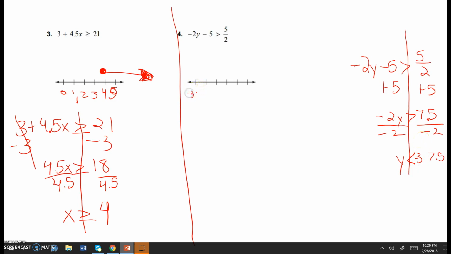So negative 38, negative 37, negative 36, negative 35, negative 34, 33. Negative 37.5 is right between, oh shoot, and it's an open circle, so ignore this. It's open. Not closed. Okay, I'm going to redo this. Open circle, and y is less than negative 37.5, so it's anything this way.